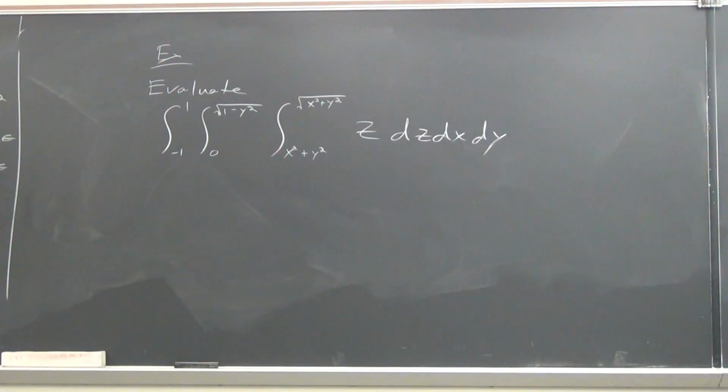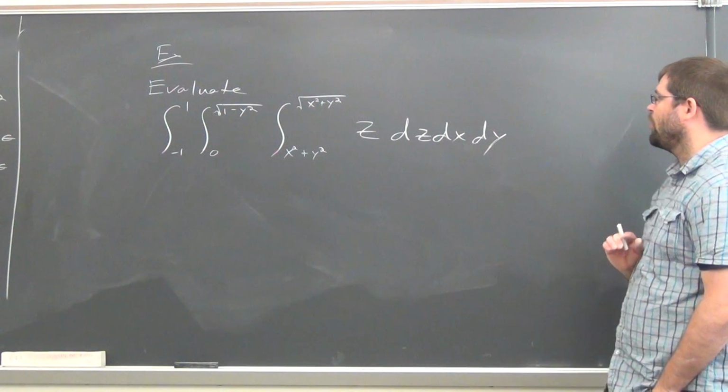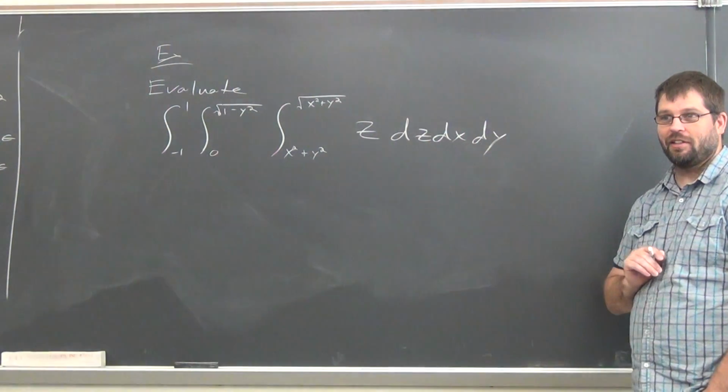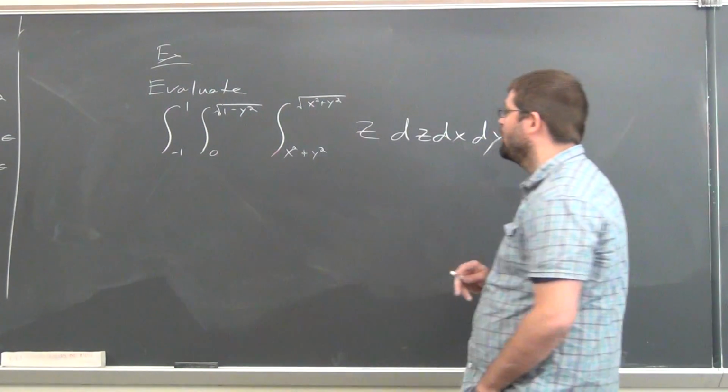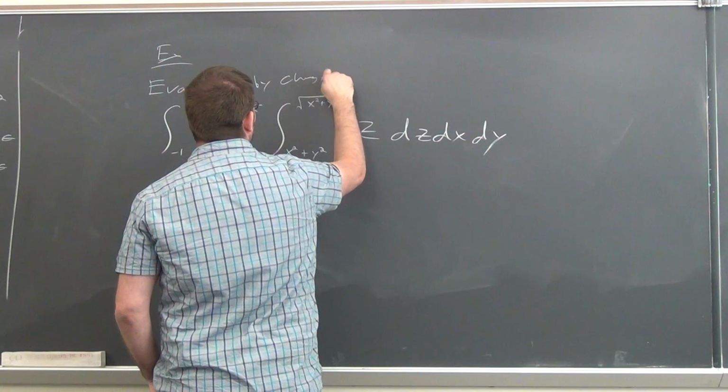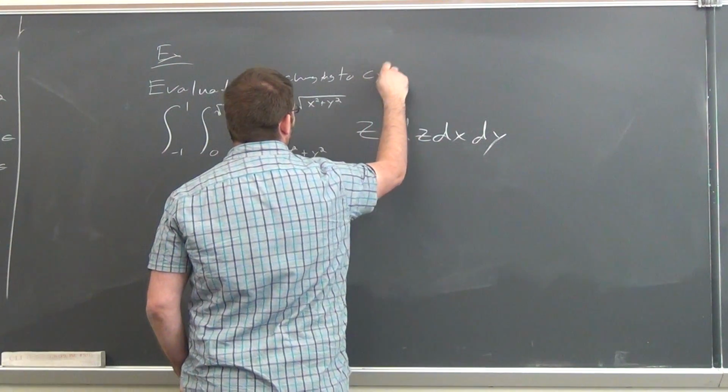All right. So this time I'm just giving you a triple integral, and so I suppose you could try to just integrate this. That's not what I want. I want to, let me maybe say, evaluate by changing to polar coordinates. Not polar, to cylindrical.